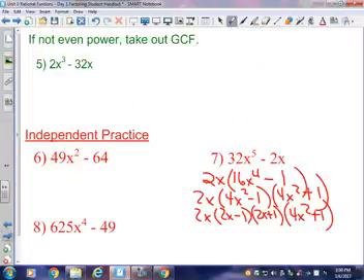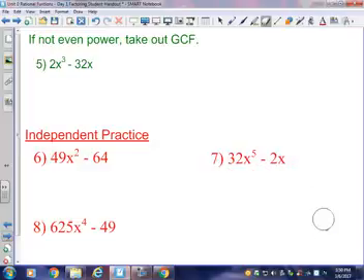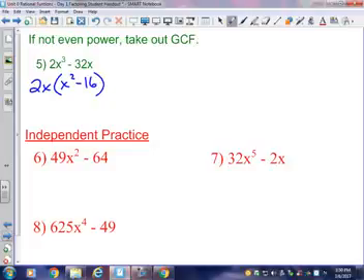But once in a while there'll be an extra step, like this one, for example. This is not an even power problem, but if I worked with it really quickly, it would be an even power problem. So I take a few of these terms out. For example, I can take out a 2 and an x and get x squared minus 16, and then it becomes an even powered problem that works for FOIL, because FOIL is all about difference of squares.